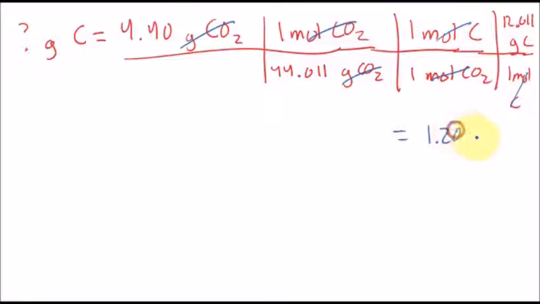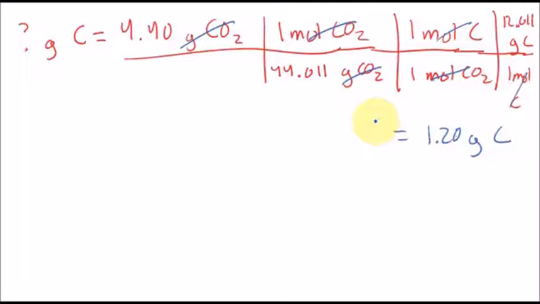So we know that within the CO2, 1.20 grams of carbon are created. So from here, what we can deduce is that the original hydrocarbon we started off with had 1.20 grams of carbon, okay? Because it only contains carbon and hydrogen, all right?